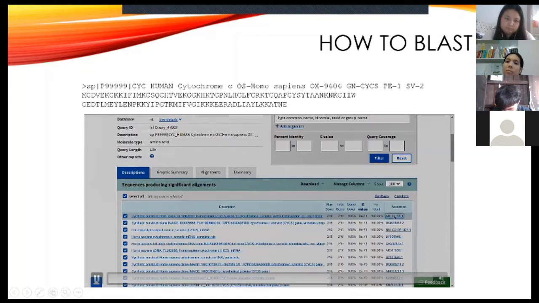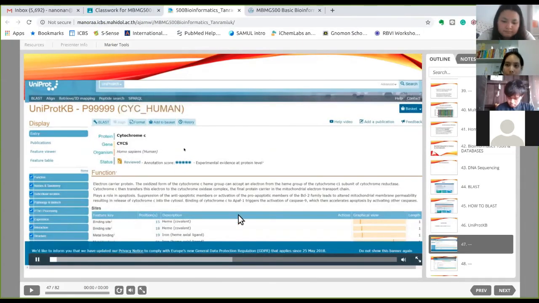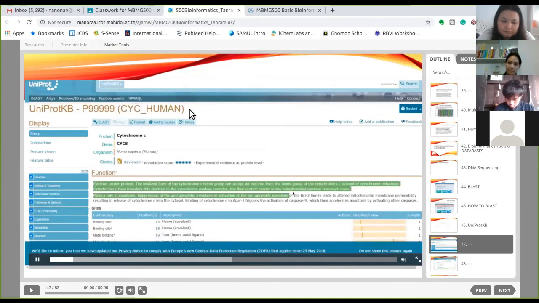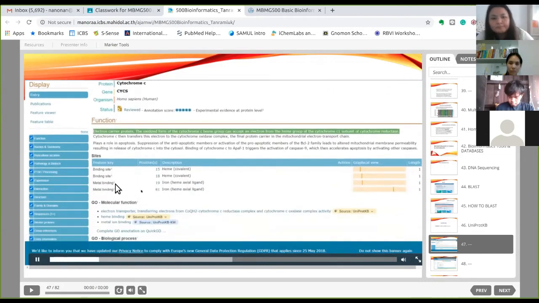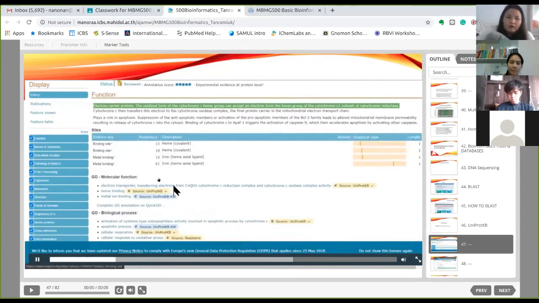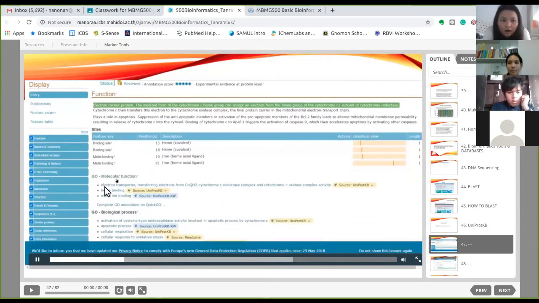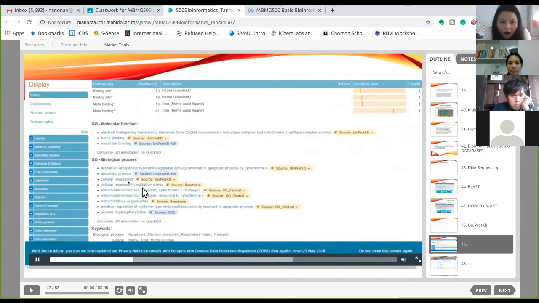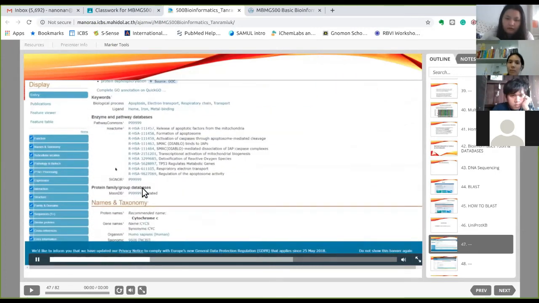The next resource I will teach is called UniProtKB. When you go to UniProt, you can input cytochrome C human, and then it will show you the function, electron carrier protein, and then it shows you the binding site location, which amino acids are there, and the gene ontology, which is the specific terms used for describing the molecule's function.